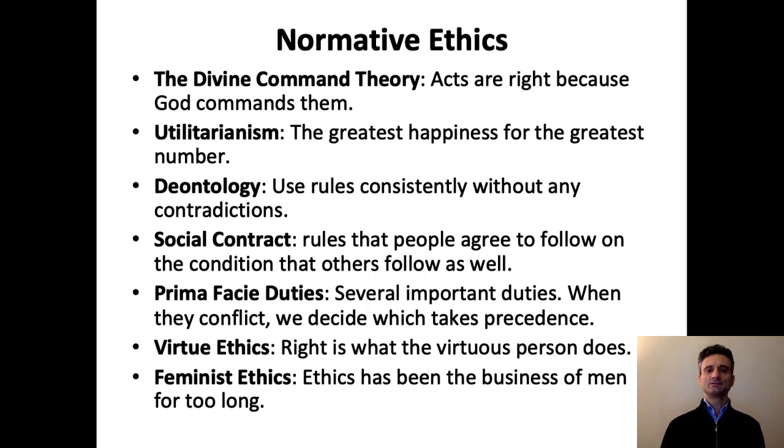As an example of a teleological form of morality, consider utilitarianism. Utilitarianism is often described with the motto, the greatest happiness for the greatest number. What does that mean? It means that according to utilitarianism, the right thing to do for you, for me, is the thing that maximizes the amount of happiness for the greatest number of individuals involved.